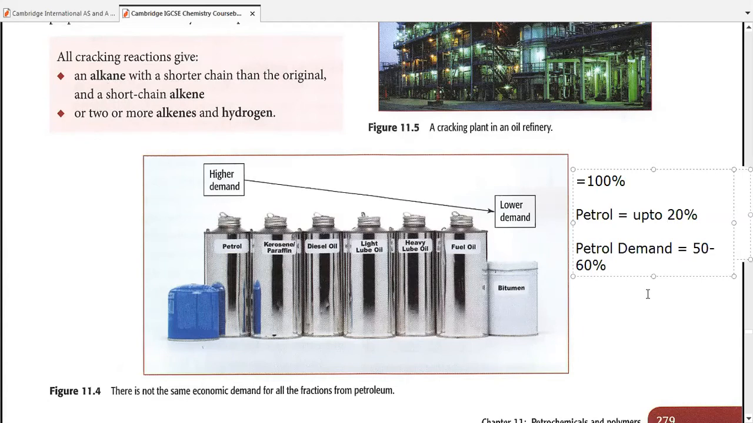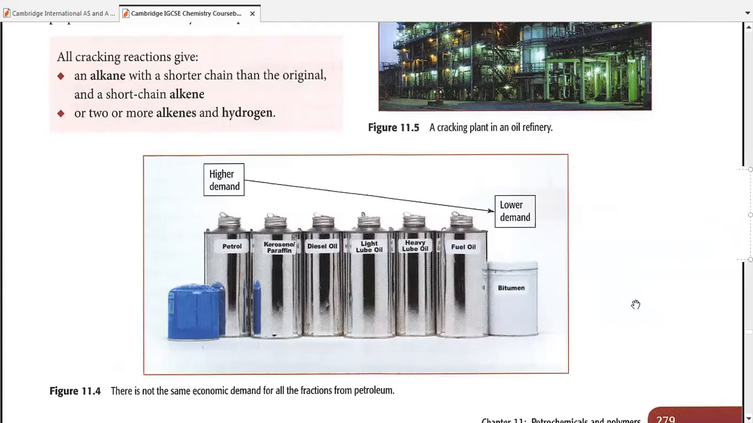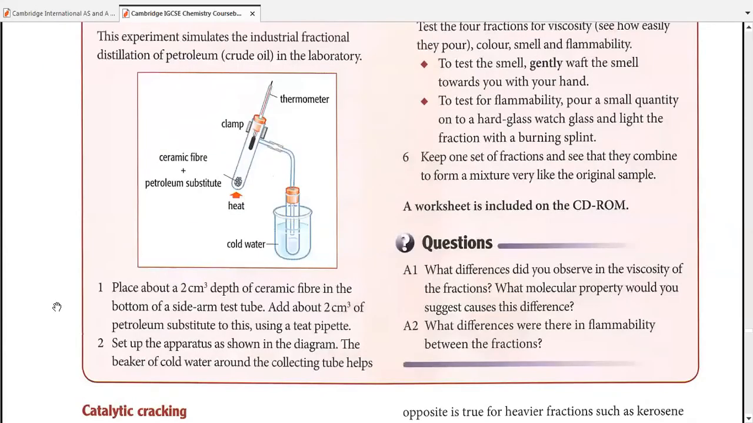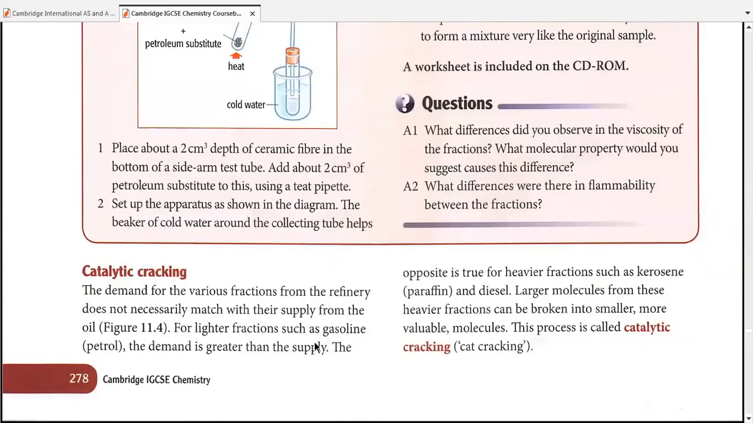Alright. So the solution to this demand and supply problem, in which the supply goes as high as 20% and demand goes as high as 60%, we need to come up with a process in which the demand and supply rates can be equalized, or the problem can be solved. Moving back a little, page number 278, bottom heading, cracking. Cracking is actually the solution which tries to meet up the supplies according to the demands for petrol.